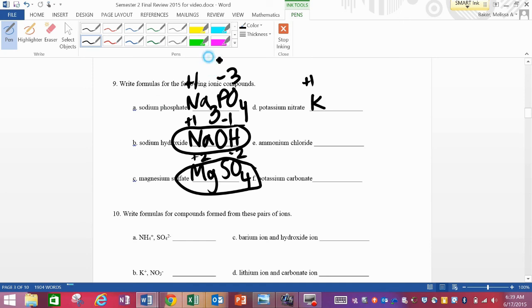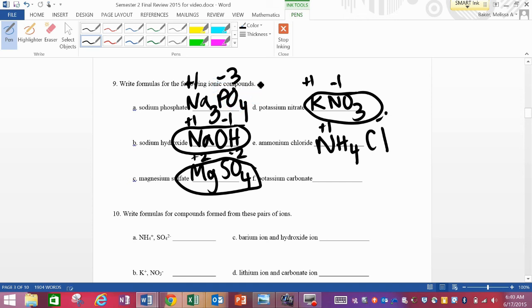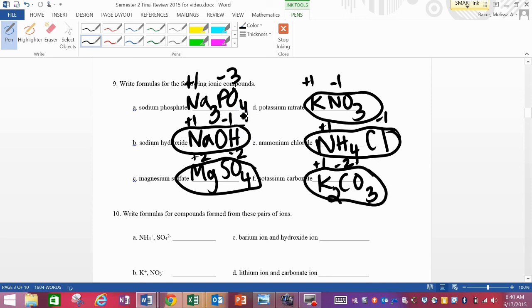Potassium nitrate. K is a +1. NO3 is a -1. So those just cancel out. Ammonium chloride. NH4 has a +1. Chlorine has a -1. So those just cancel out. And finally, potassium carbonate, K's got a +1, carbonate has a -2, so this would be K2CO3 when you crisscross that 2 over.